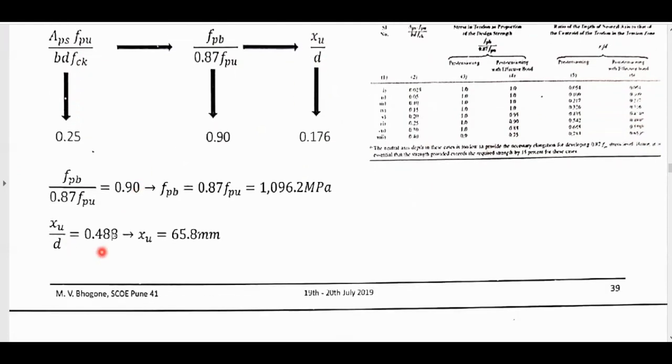Once we obtain these values, we are going to calculate the value of FPB and XU. So the FPB value is 0.87, because it is 0.9 here. So 0.9 into 0.87 into FPU. After that I obtain the value of FPB equal to 1096.2 MPa, and similarly I will calculate the value of XU. Here XU is equal to 0.488, small mistake here, it is 0.488 into D. So the value of XU will be 65.8 mm.